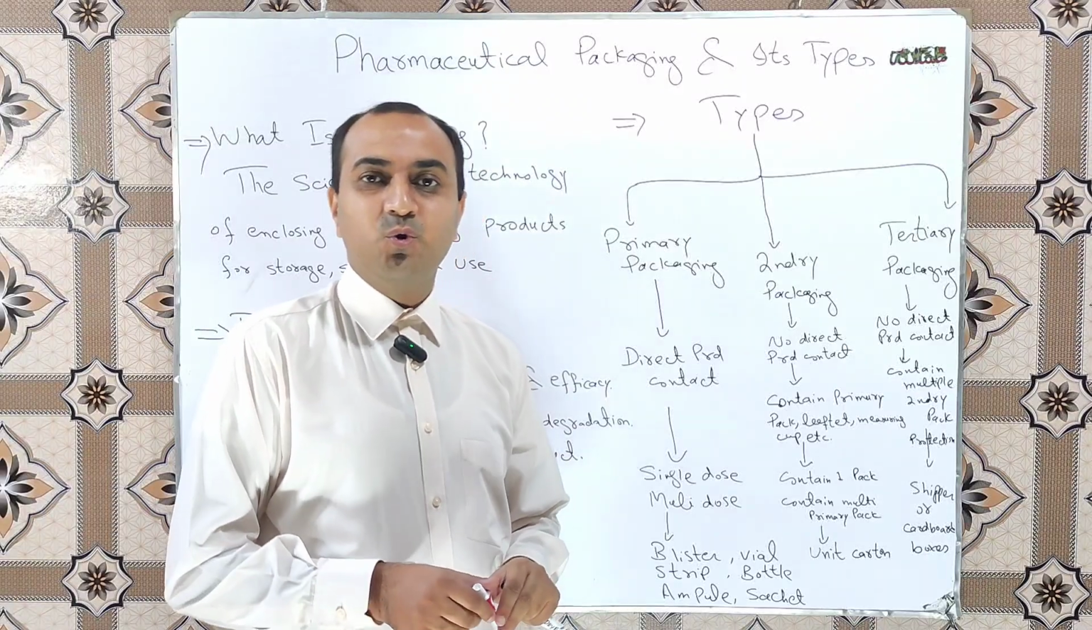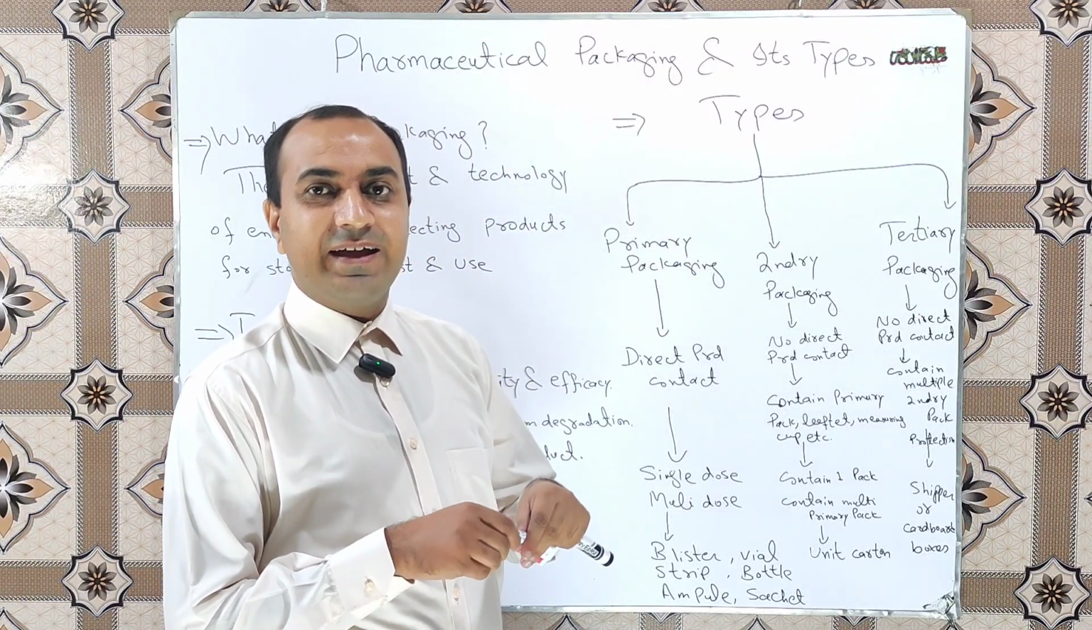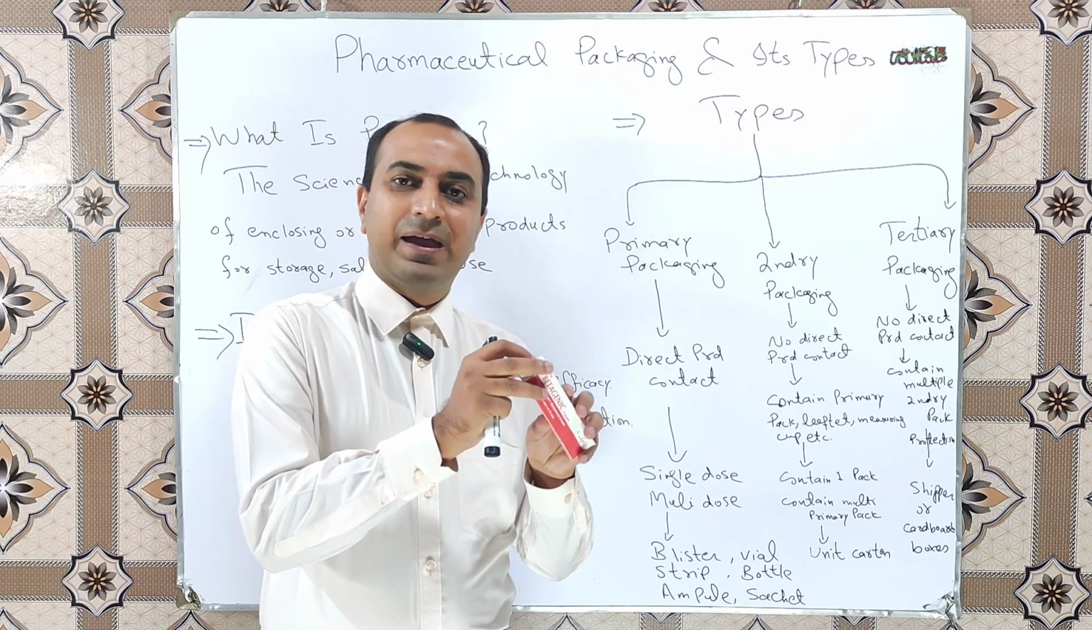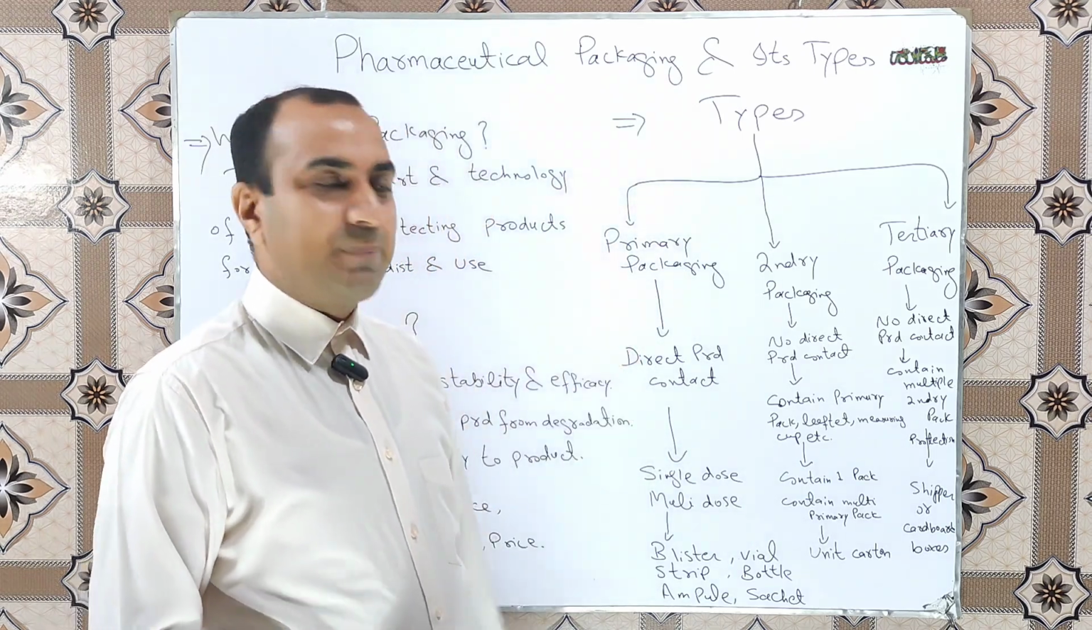Here we have a tube and inside we can see that here is our unit carton. When it will contain our primary pack, it is known as secondary packaging.